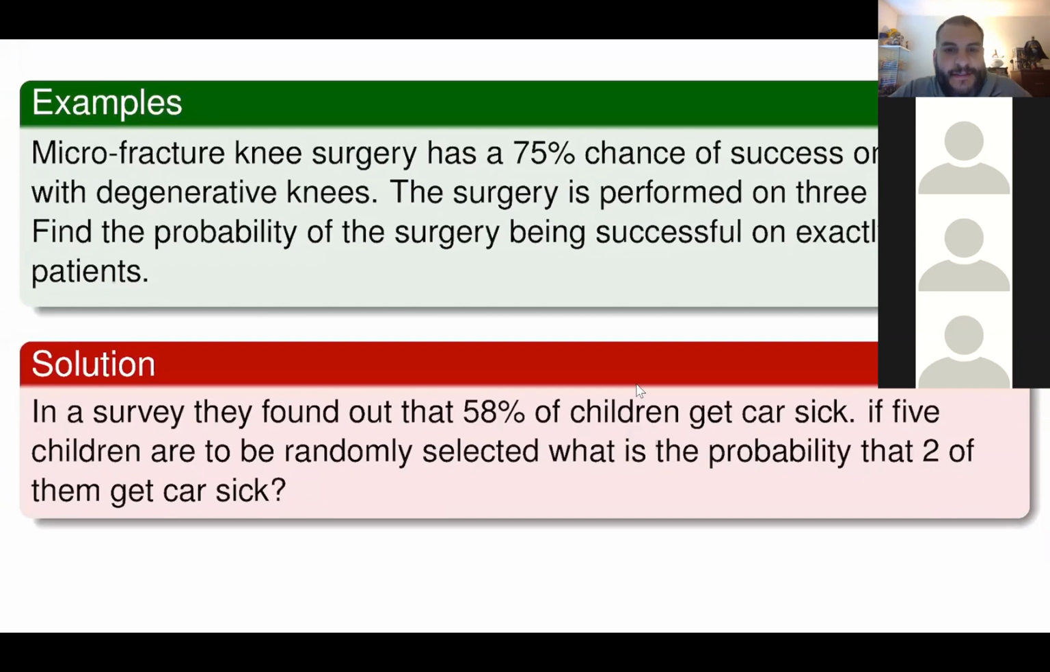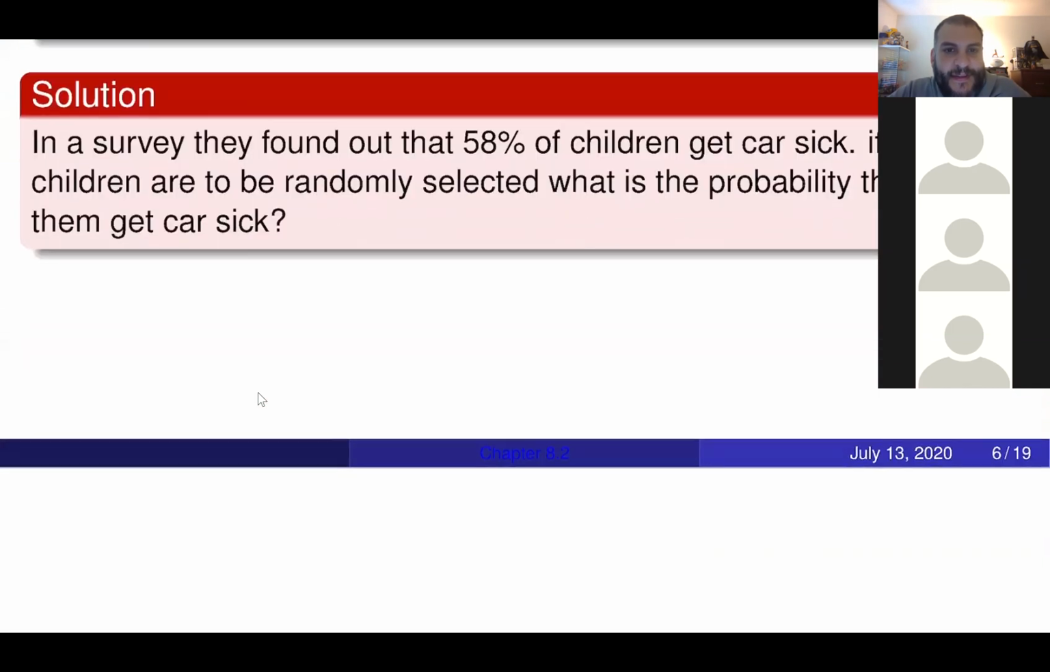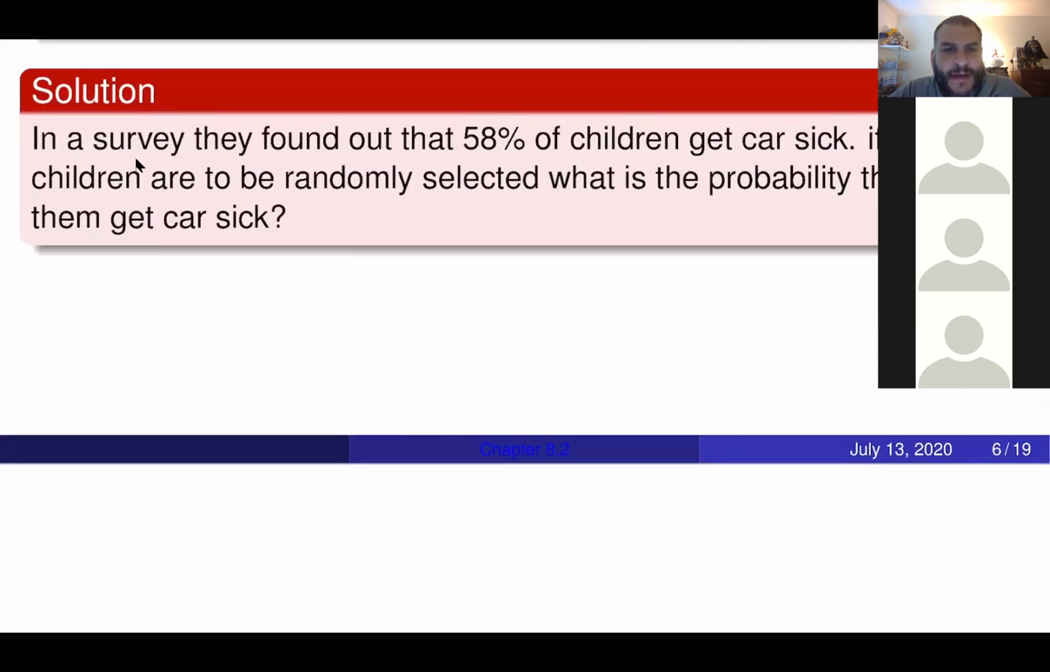All right, so I accidentally repeated this problem. So we're not going to do this one in green, we're going to do the one in red. This one says, in a survey, they found out that 58% of children get car sick. If 5 children are to be randomly selected, what is the probability that 2 of them get car sick?